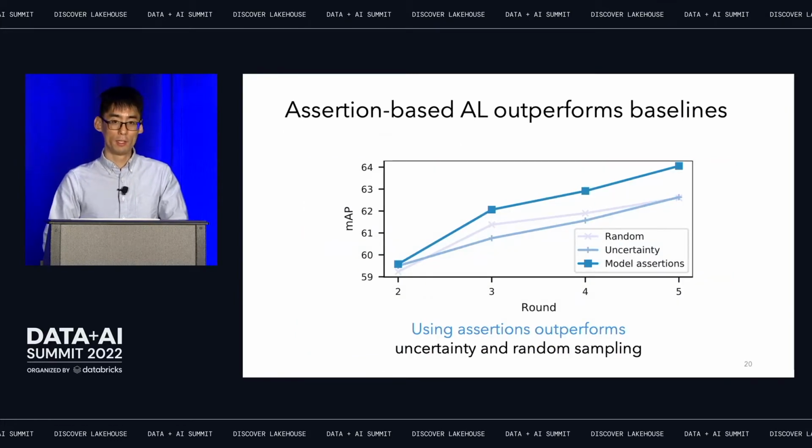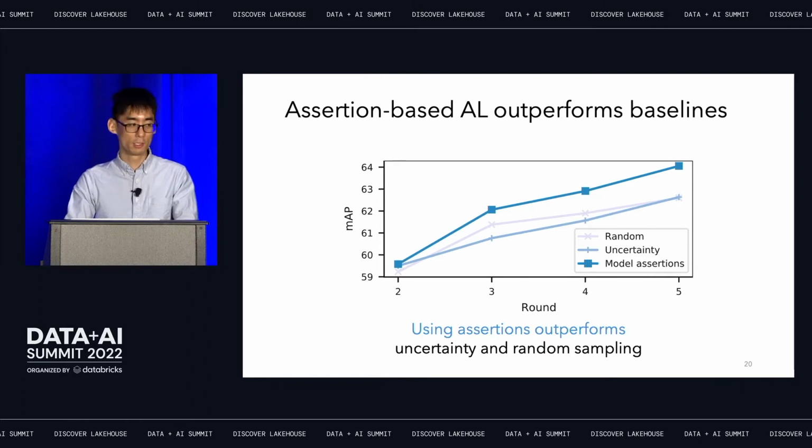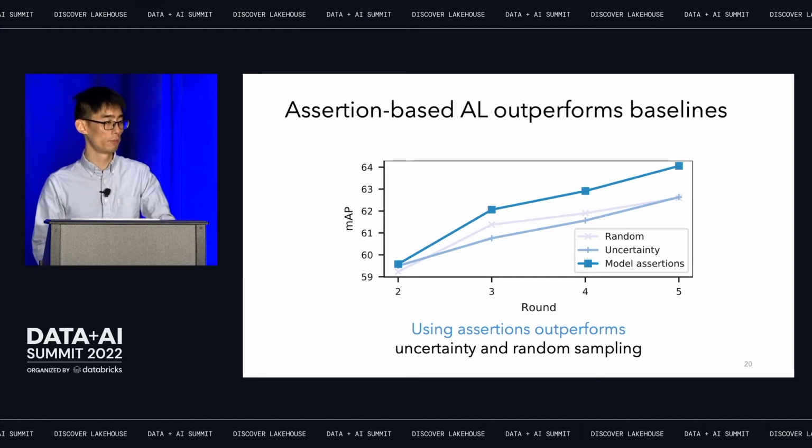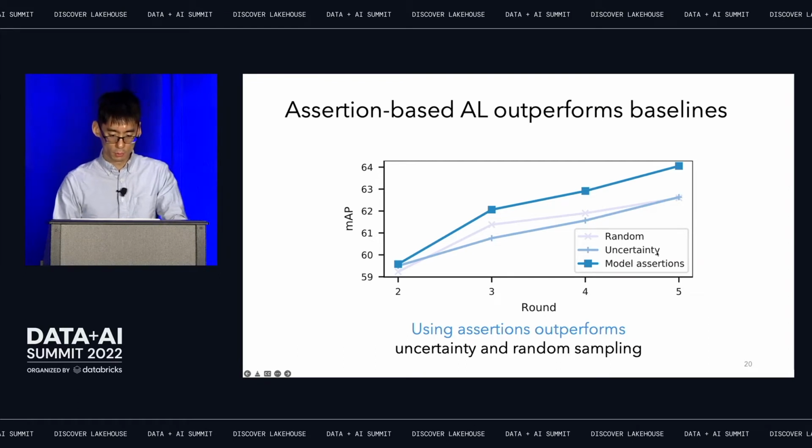We also evaluated model assertions on the metric of mean average precision for retraining. And we compared this to random sampling in the data and uncertainty sampling, which are 2 standard ways of retraining models. As we can see, using model assertions to retrain models substantially improves the performance. So for example, if you want to achieve a mean average precision of 62%, you can almost halve your labeling budget.